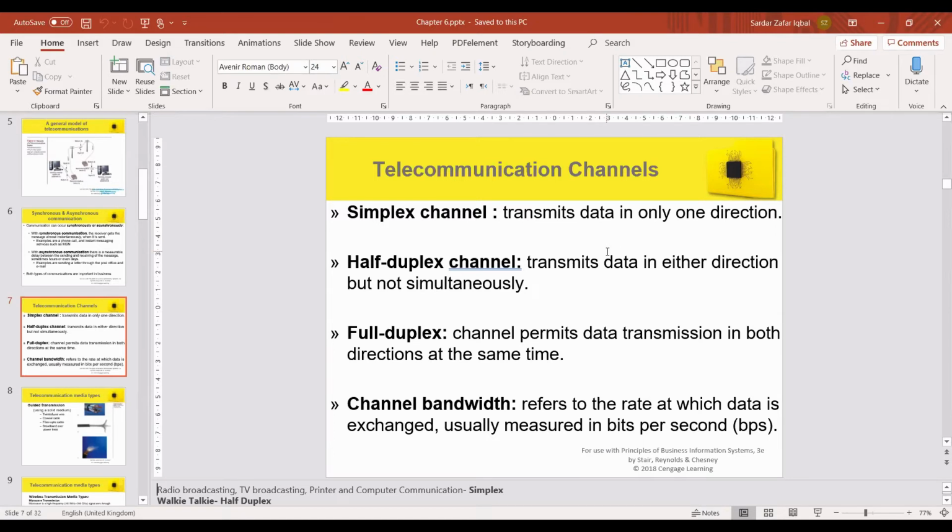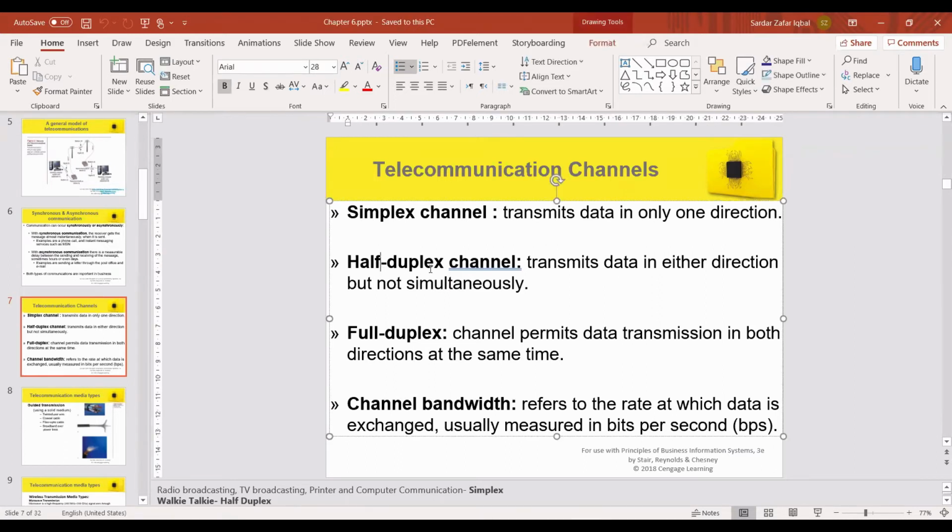Also television, right? You said radio, right? Yes, radio, television. They just broadcast their signals. They are not receiving back. Okay? This is in one direction.